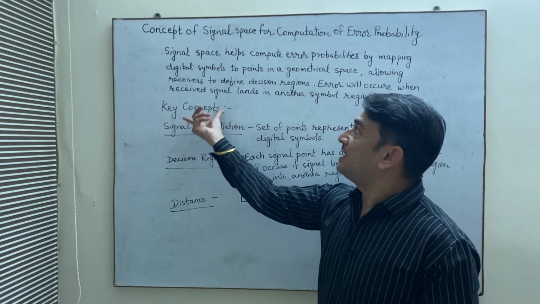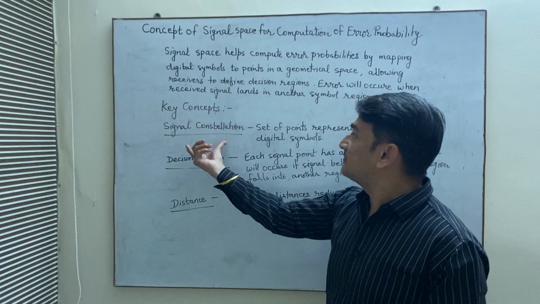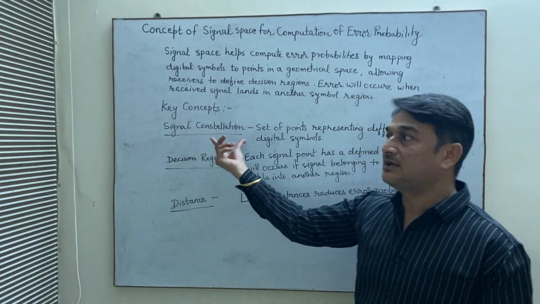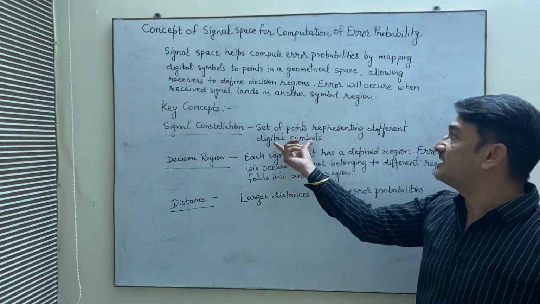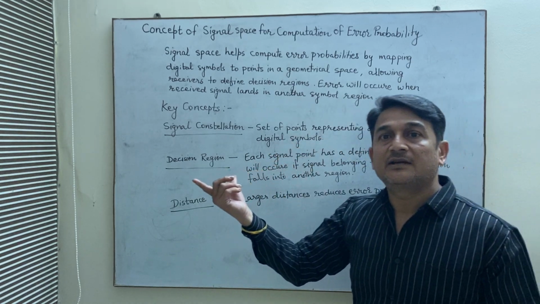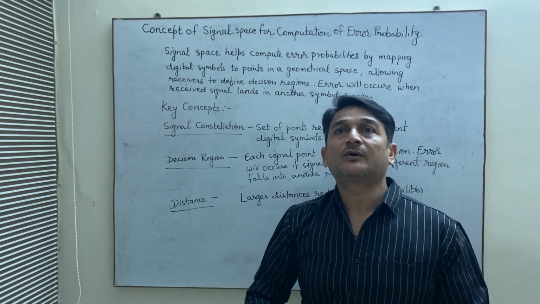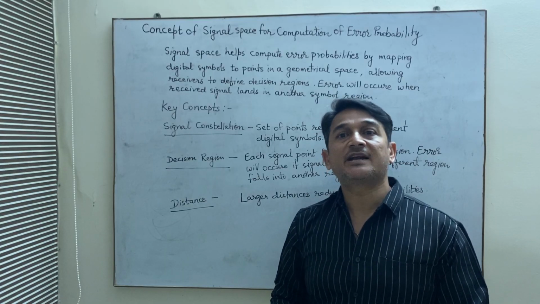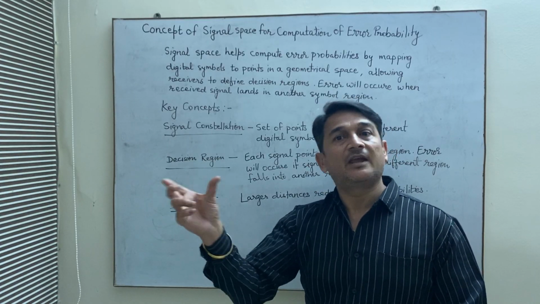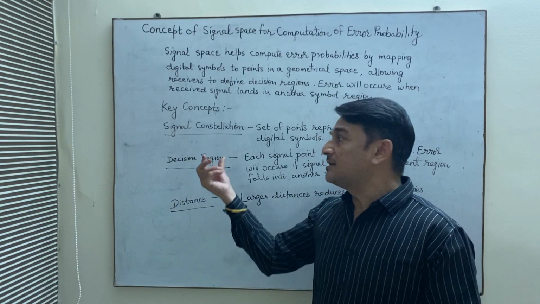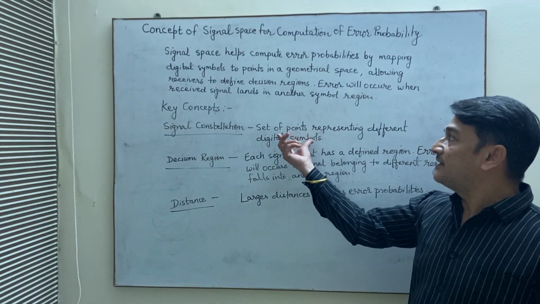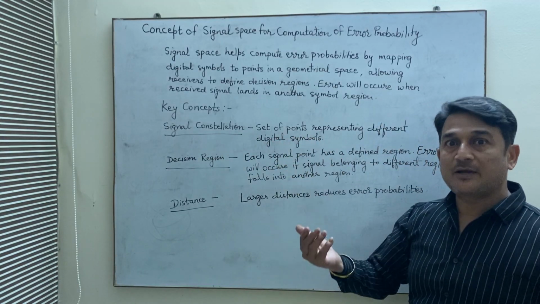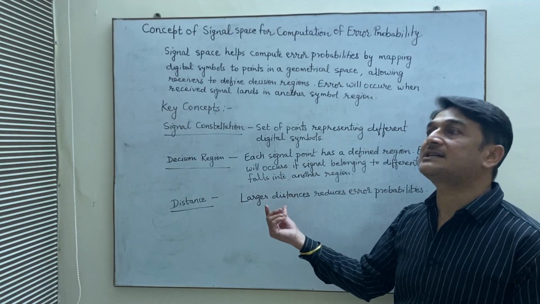So there are a few key concepts for signal space. One is the signal constellation. A signal constellation is nothing but a set of points representing different digital symbols. Like in octal numbers there is a set from 0 to 7, 8 numbers. Similarly, in a signal constellation various points can be combined to make a set.